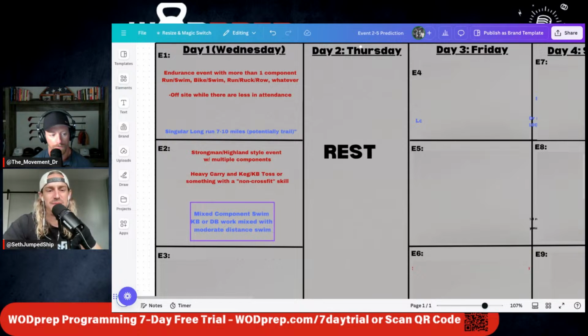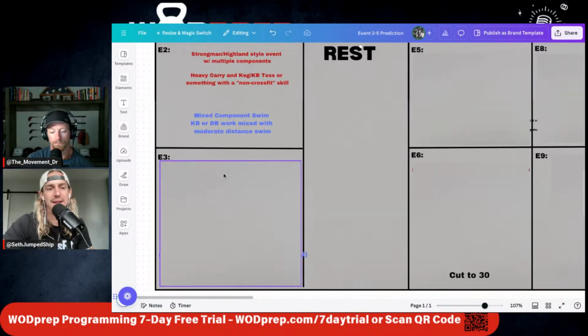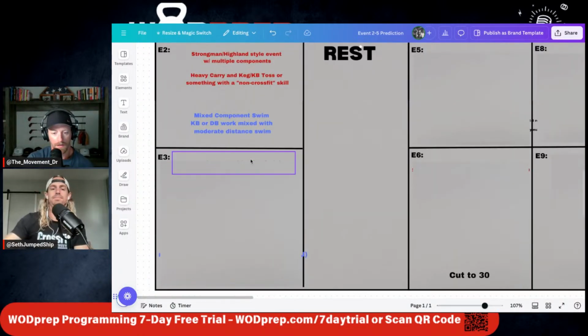And I don't think it has to be super long. I don't think it has to beat you up. I think it can be a very exciting, short event, but something that's testing upper level strength and dynamic strength. Got it. I like it.